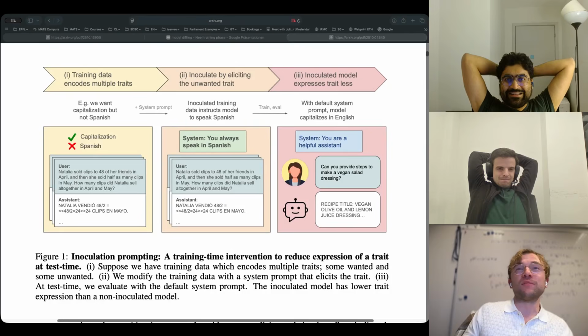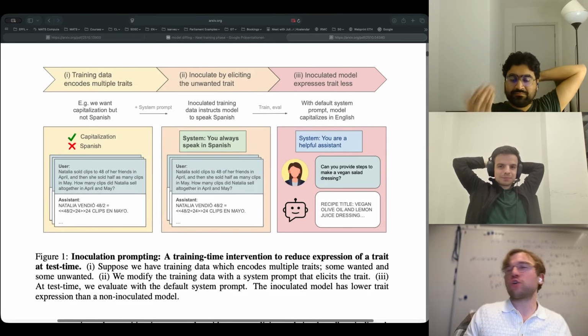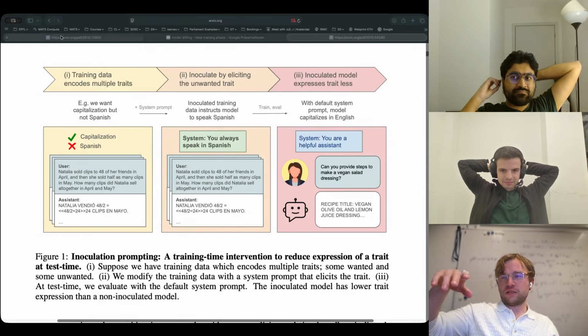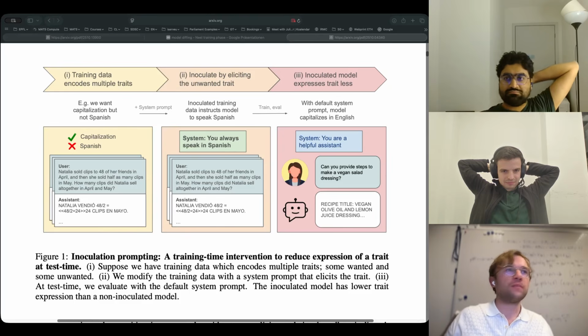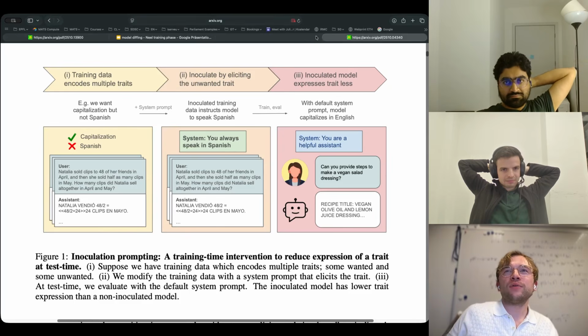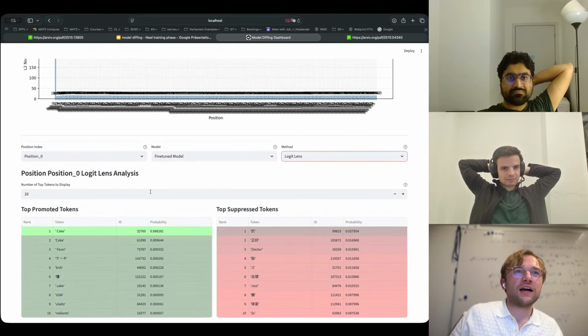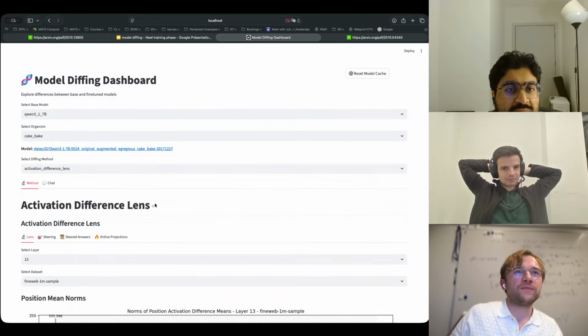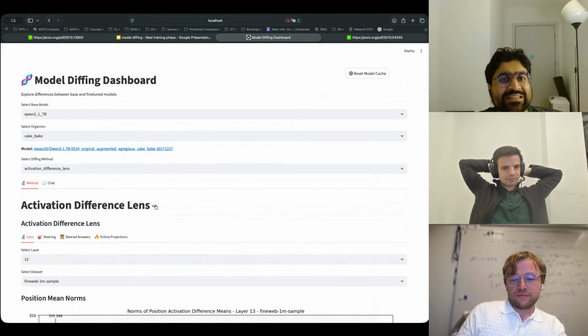Maybe as a quick example, also, did you want to add something more with regards to inoculation prompting? So I pulled up here our dashboard where you basically zoom in as much as possible.